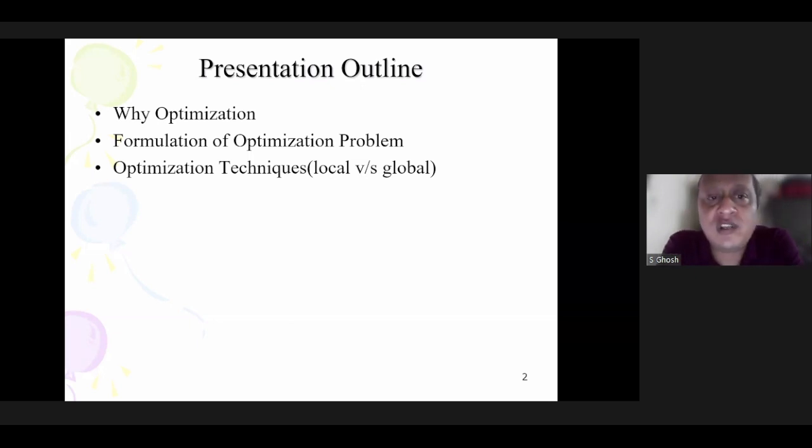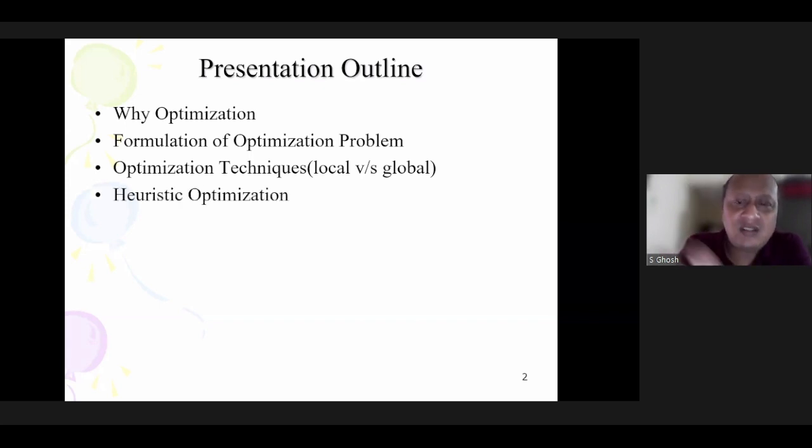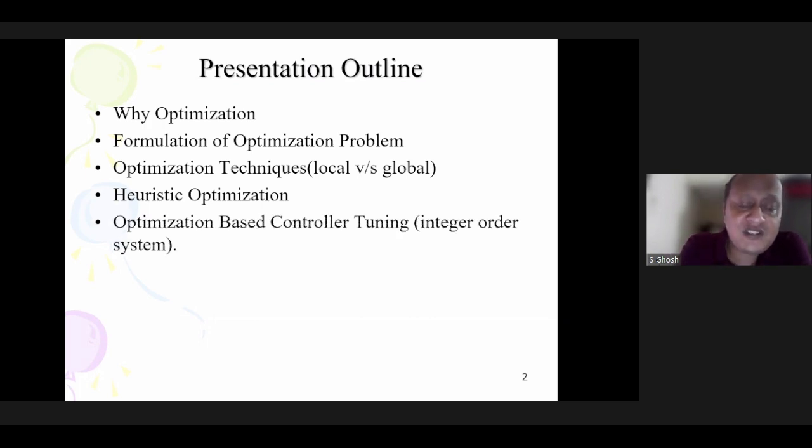One is what you call local optimization. The other is what you call global optimization. And then within the domain of global optimization, there are heuristic optimization techniques. Then I'll be discussing heuristic optimization, and then going down to some applications in system modeling and controller design. Okay, so first I will be discussing how to design the simplest of controllers, that is a PID controller, using optimization.